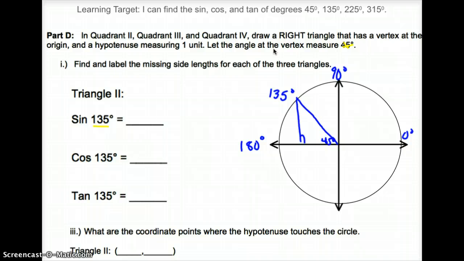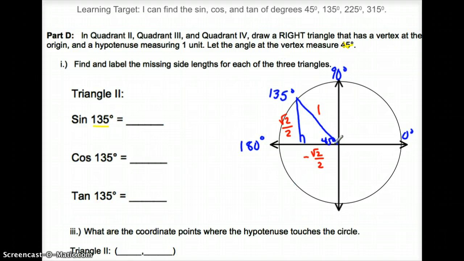So when I think about my side measures, I know that the hypotenuse measures 1. The legs are the same, so this altitude that I dropped measures radical 2 over 2, and this leg along the axis also is radical 2 over 2. However, when you think about the regular coordinate plane, this part of the x-axis represents negative x's, so I want to negate that value.